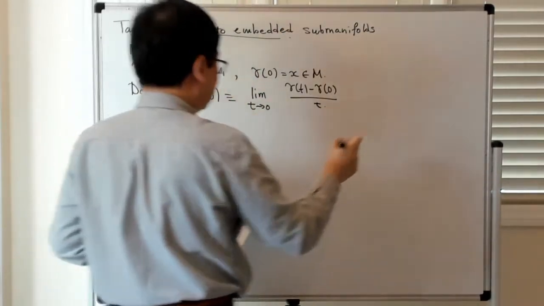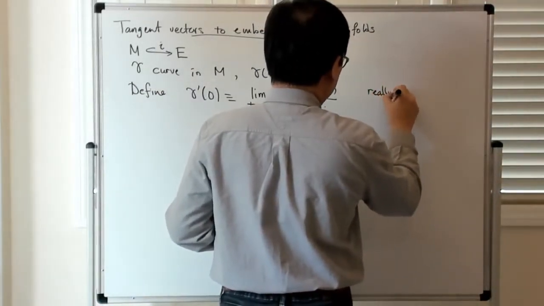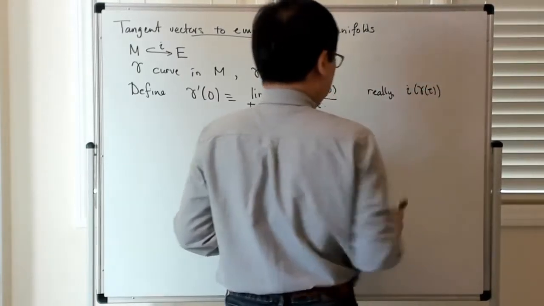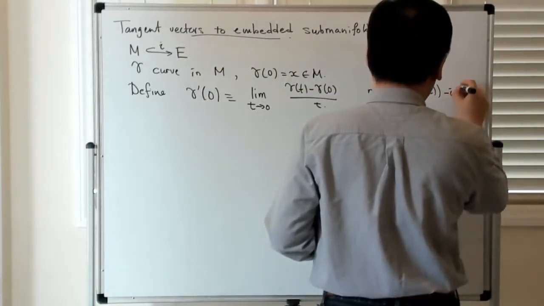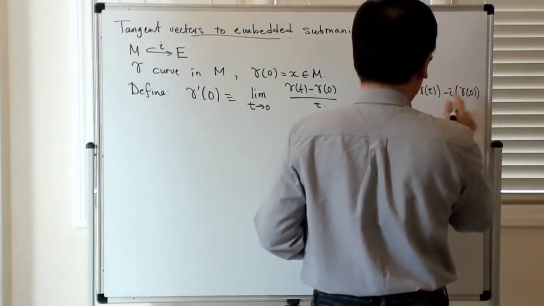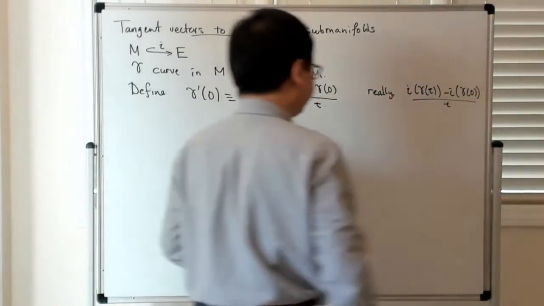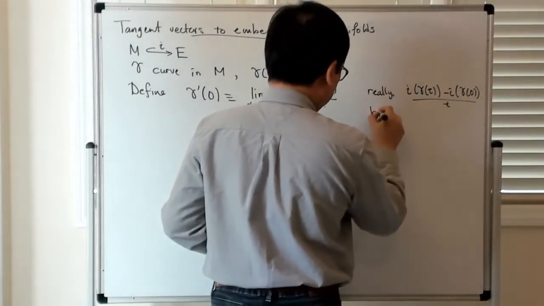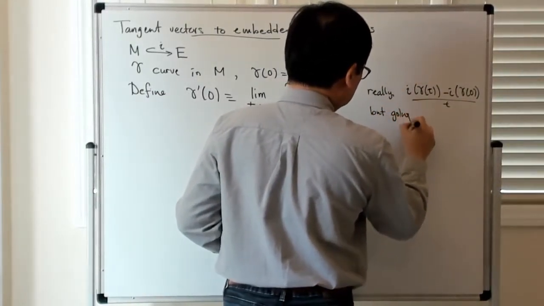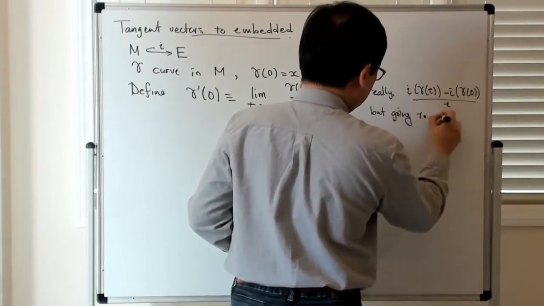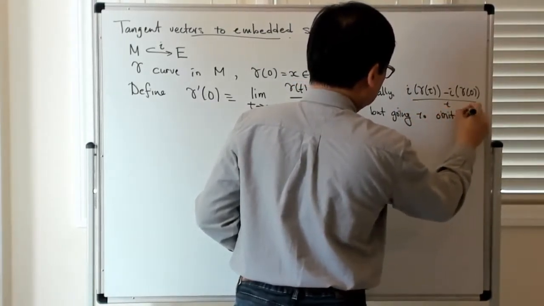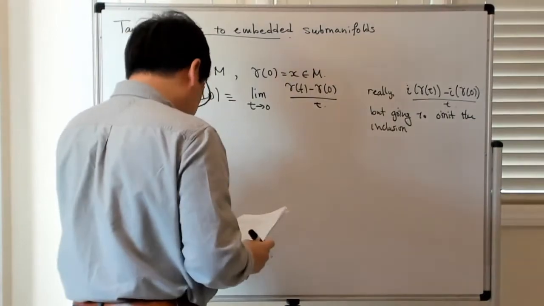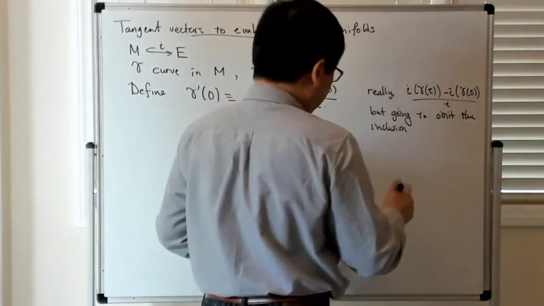And really, what I mean by this is that I'm actually looking at the inclusion of gamma at t minus the inclusion of gamma at 0, divided by t. But I'm going to omit the inclusion to simplify the notation.